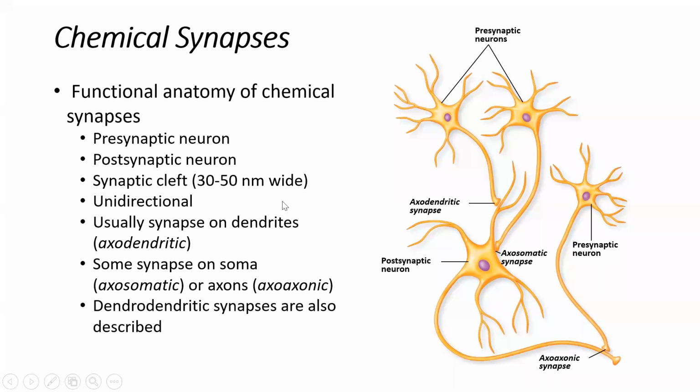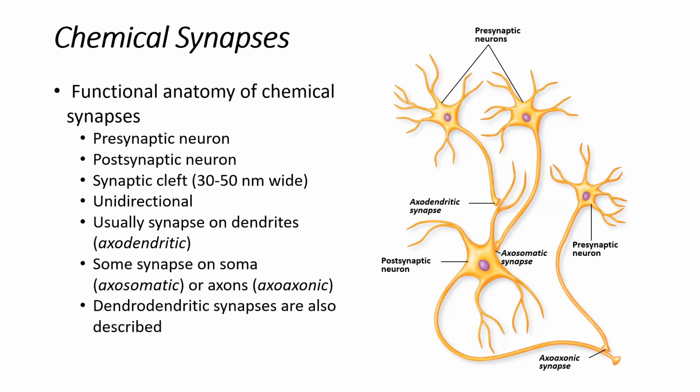Now, usually we have the axodendritic type of synapse. So basically the axon of one neuron. So here's our presynaptic neuron. Here's our postsynaptic neuron. And so this would be an example of an axodendritic synapse where the axon terminal meets against the dendrites of the postsynaptic neuron. Okay, and so that's going to be the most important, the most prevalent type of chemical synaptic communication.